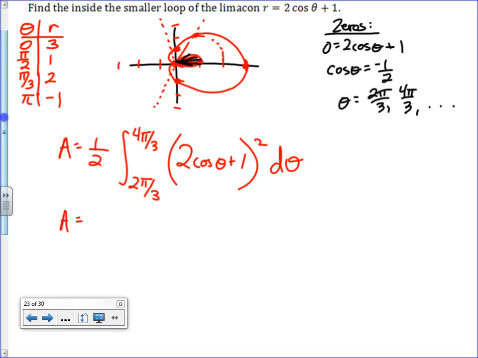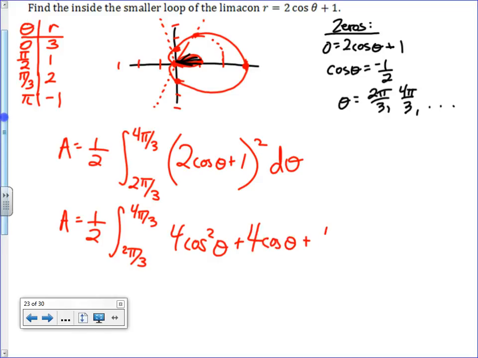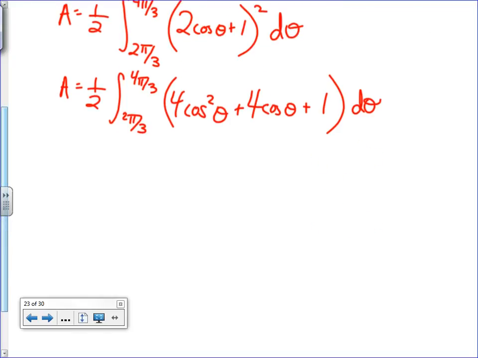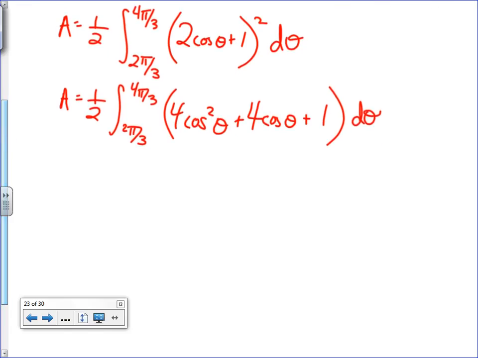So if I was trying to graph or solve, I'd have 1/2 integral from 2 pi over 3 to 4 pi over 3 of 4 cosine squared theta plus 4 cosine theta plus 1 d theta. Trying to see if there's an easier way. Is there an easier way? No, not really.